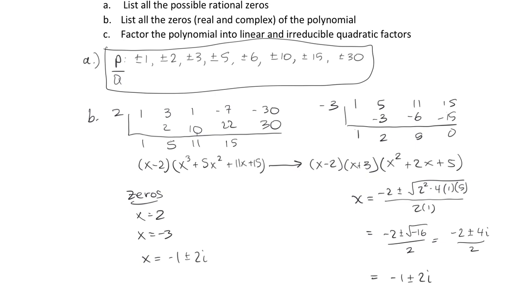Now for part C, they want us to write p of x in factored form, but it says factor it into factors that are linear or irreducible quadratic. So this is a linear factor, this is another linear factor, but this quadratic factor didn't factor any further. We had to use the quadratic formula. So this is what we're looking for in part C: the two linear factors, x minus 2 and x plus 3, combined with the quadratic that's irreducible.